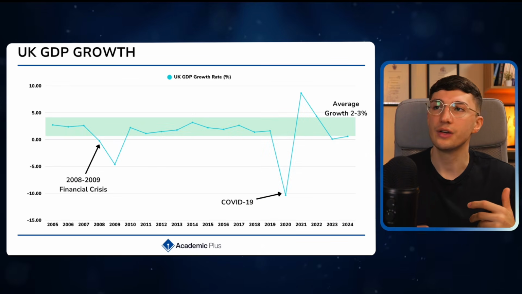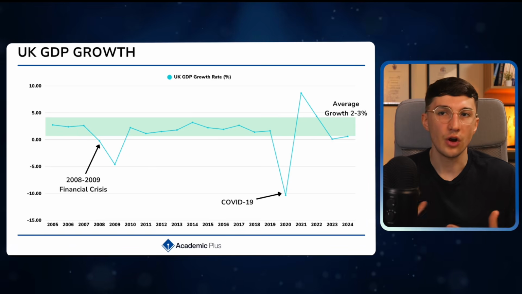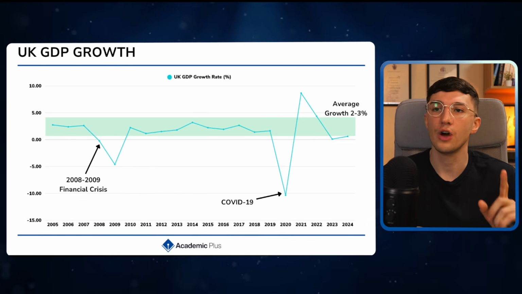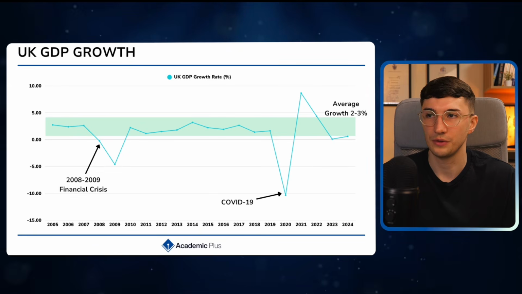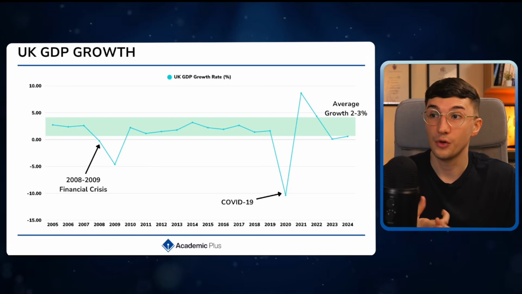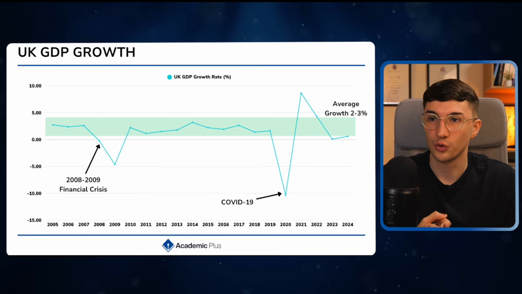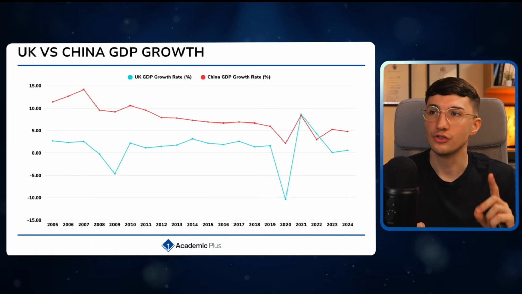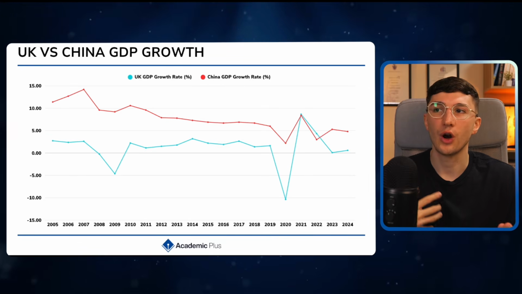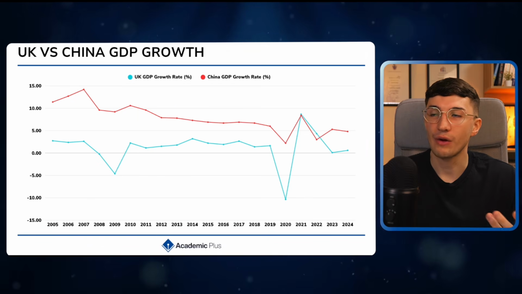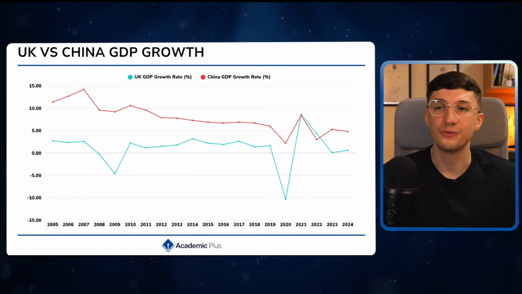If we look at the UK GDP growth, it's been constant. Each year, we've been growing around 2 to 3%. There's only been very few times across the last 20 years where we had negative GDP growth. That was, first of all, in the 2008 to 2009 financial crisis and, of course, COVID-19. But when comparing us to China, on average, we've got around 2 to 3% growth rate, whereas China is averaging anywhere between 8 to 15%.